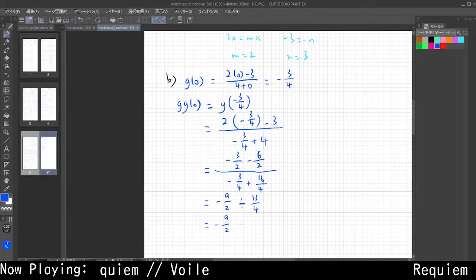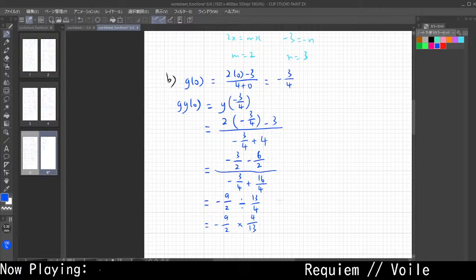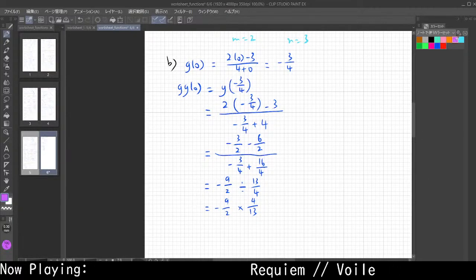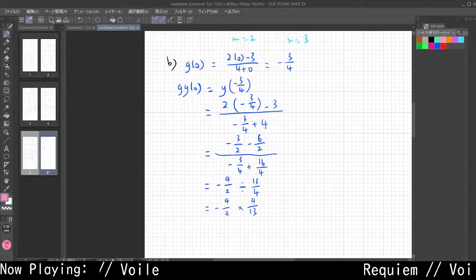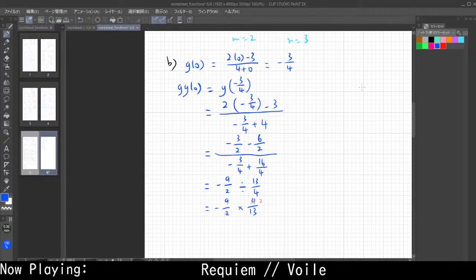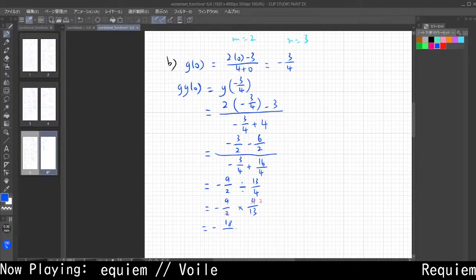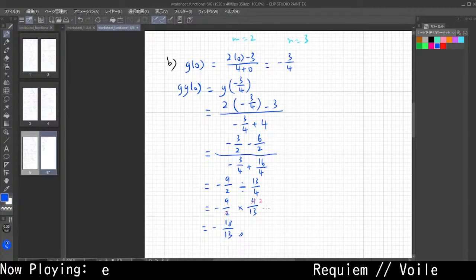Flip around, division becomes multiply, reciprocate to get this. So 4 and 2, since you're multiplying together, one is top and bottom, you can cancel each other out. This becomes 1, this becomes 2. 9 and 13, you cannot cancel each other out whatsoever, so you are forced to stay there. Therefore 9 times 2 is 18, negative 18 over 1 times 13 is 13, negative 18 over 13. That is your answer.